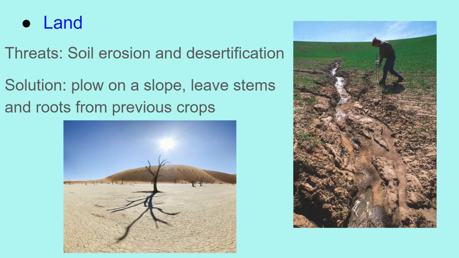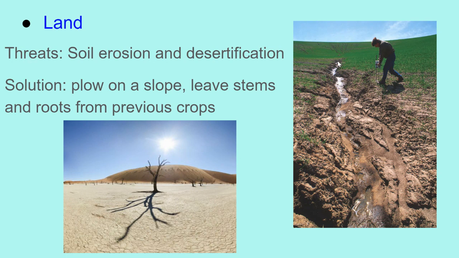Land is a resource that is used for many different things, whether it's finding shelter, building homes, having crops, anything like that. And there are several big threats to it currently. One big threat is soil erosion.